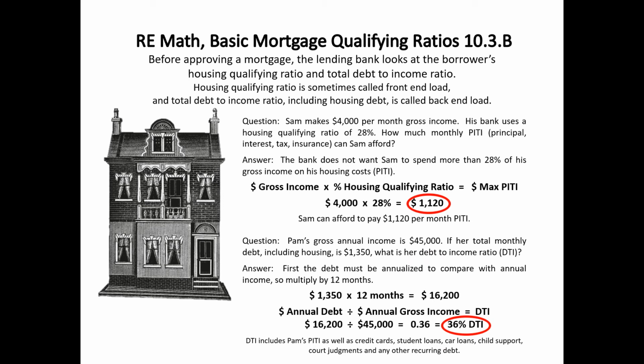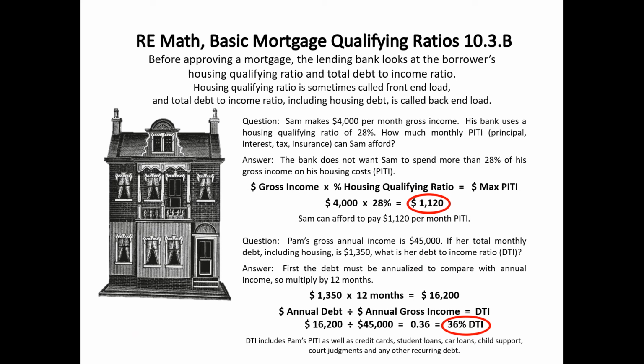Answer. The bank does not want Sam to spend more than 28% of his gross income on his housing costs, which are PITI. So we take the gross income times the bank's housing qualifying ratio, and we wind up with the maximum PITI that Sam will be allowed. And if we multiply 4,000 times 28%, we wind up with $1,120. Sam can afford to pay $1,120 per month in PITI.